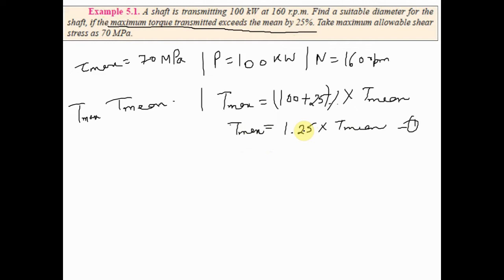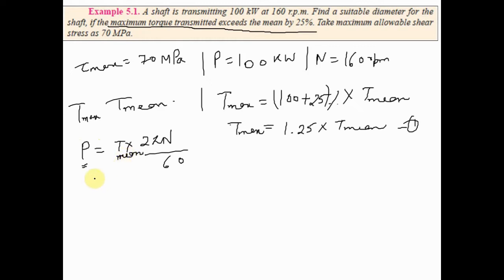Now from the equation I just wrote in the previous slide, P is equal to torque into 2 pi n by 60, we can find the value of T mean. So in this equation, this is denoting T mean. The mean torque that is transmitted at a particular RPM generates a power. So T mean we can find from this equation.